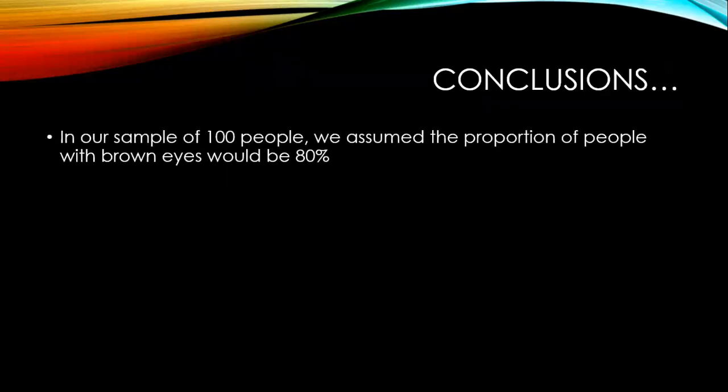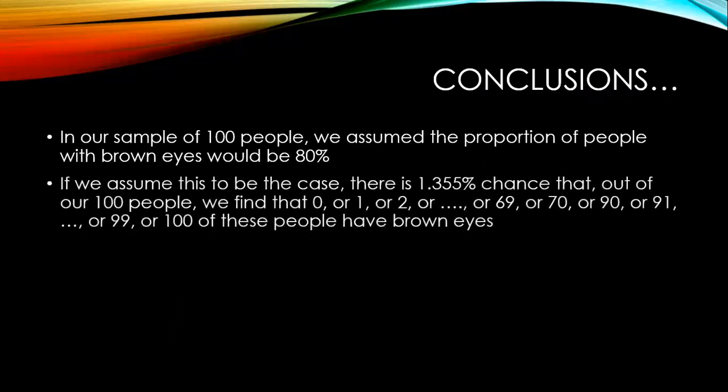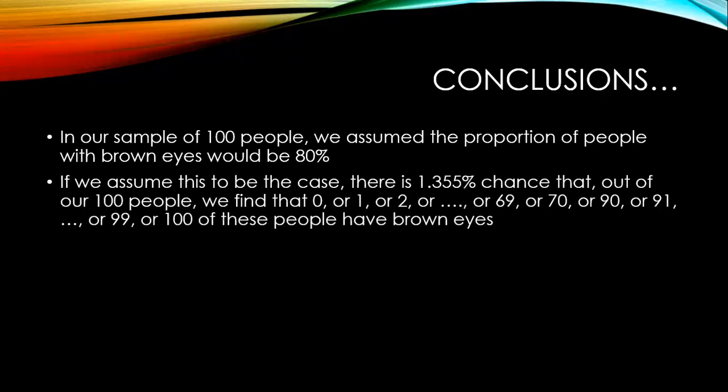So again, let's think about our conclusions. We had a sample of 100 people, and we originally assumed our H0. We assumed that the proportion of people in the town with brown eyes is 80%. If we assume that to be the case, and we do our binomial distribution calculation, we found out that there is a 1.355% chance that out of our 100 people, we reject H0. So out of our 100 people, there is a 1.355% chance that either 0, 1, 2, 3, 4, 5, 6, all the way up to 69, 70, or 90, 91, 99, 100 people have brown eyes.